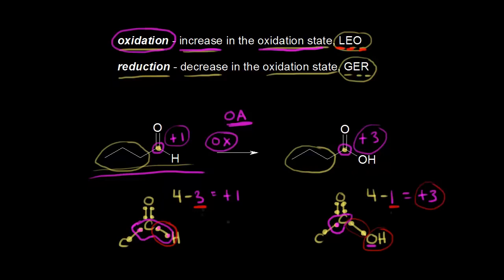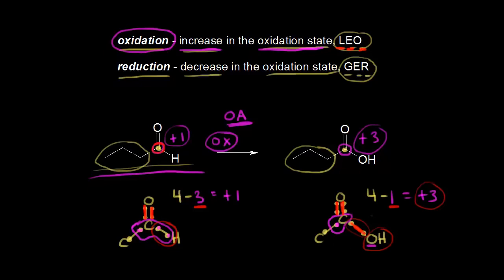I'll use red still. On the left, this carbon with an oxidation state of +1 has 2 bonds to oxygen. Let me go ahead and highlight them here. So here's one bond and here's the other bond. On the right, that same carbon now has 3 bonds to oxygen. So here's one bond, here's 2 bonds, and then this bond over here. So we've increased in the number of bonds to oxygen, and that can tell us we have an oxidation really quickly without going through and doing all these oxidation states.